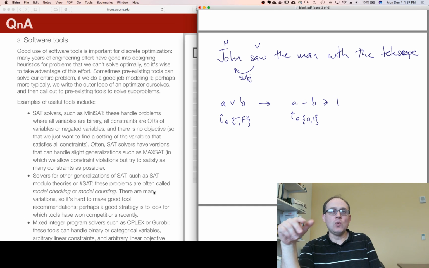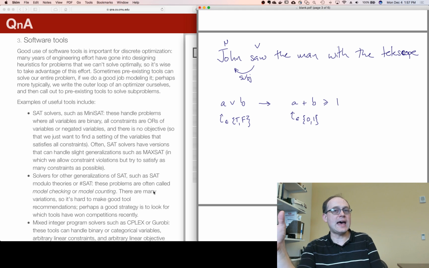Much more so than for continuous optimization, for discrete optimization it's really important to go find some good tool that somebody has written for you and use that to the greatest extent possible. The reason is that it's much more difficult to write good discrete optimizers. People have spent dozens of years working on these things, and at least for the types of problems that they're optimized for, there's just no way that hand-designed code would be competitive.